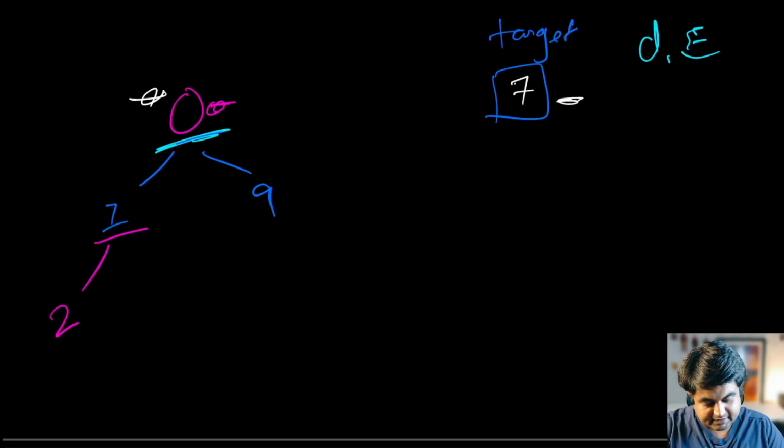But the thing is, we have already come from 0, so we are not going to go back to 0. Let's just keep it simple. From 9 we have once again two options. We can either go to 8 or we can go back to 0. Once again we are not going to do that.